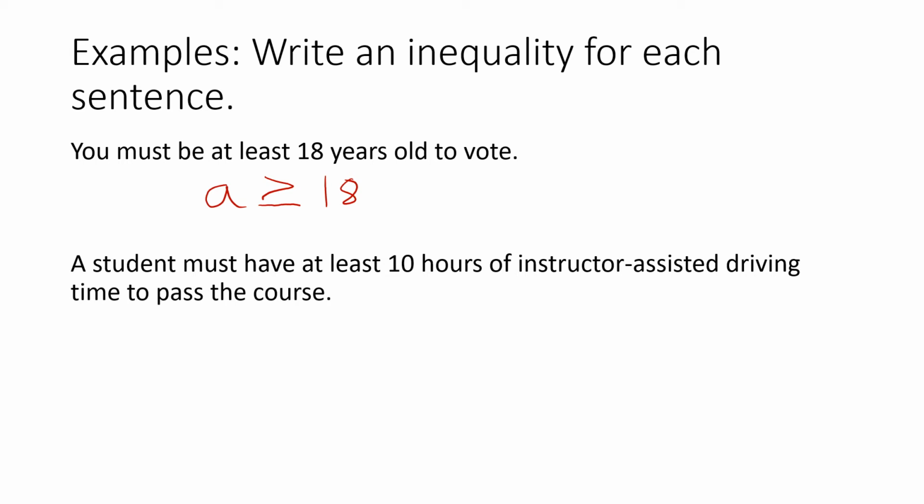All right, let's look at our next one. A student must have at least 10 hours of instructor-assisted driving time to pass the course. Since it's hours, we're going to use H for hours. Does 10 work? Can a student have 10 hours? The answer is yes, so we're going to have an equal sign as part of our symbol there. And this is at least, so it has to be 10 or greater. So it can be 10, 11, 12, 13, 14, 15. And so we're going to use that symbol again.